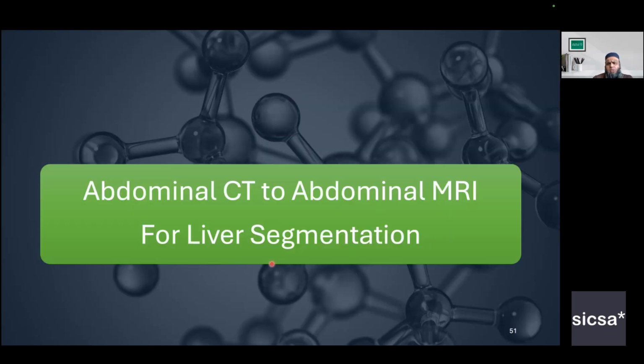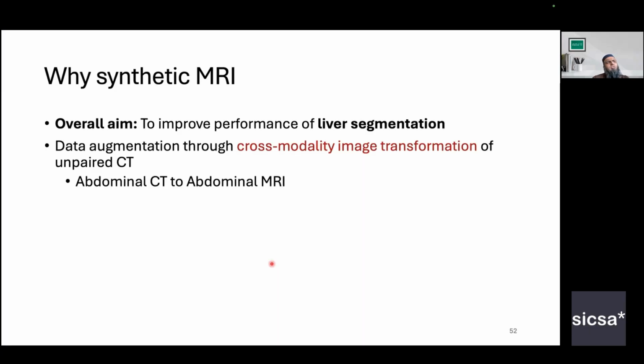So moving to the next project here, which is on abdominal CT to abdominal MRI for liver segmentation. Again, we will see some nice applications of GANs here. Now we are moving from CT to MRI, and let's interpret this CT to MRI as two different domains of imaging.